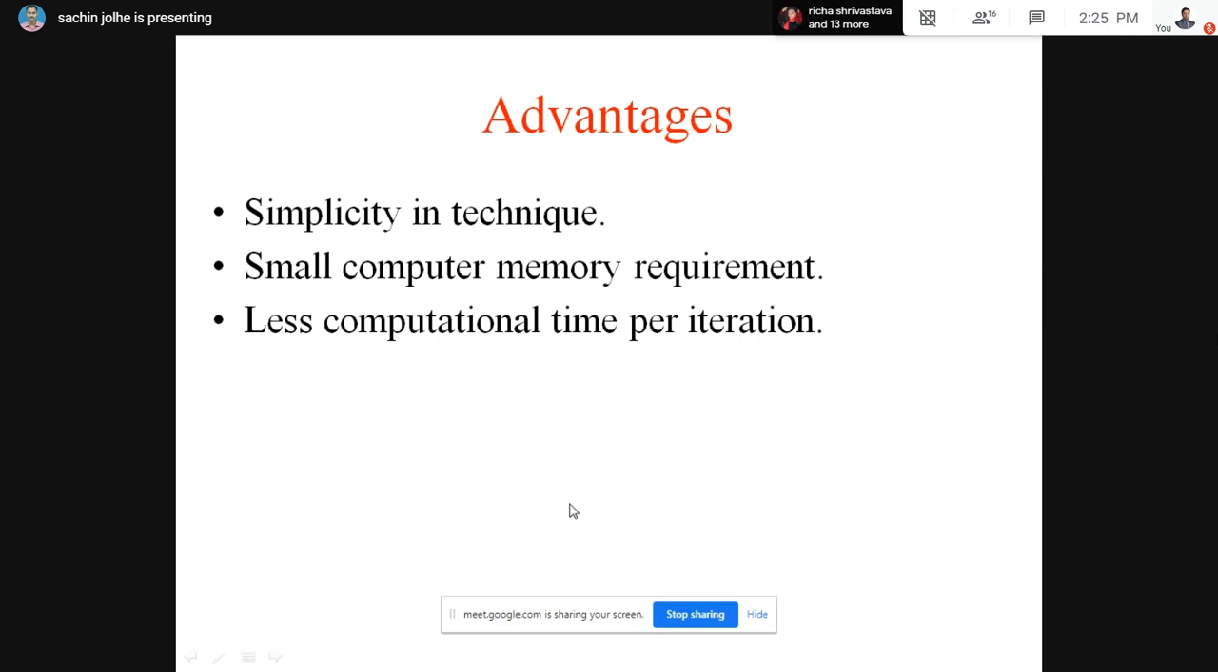What are the advantages of this? It is simple, a simple technique. It has a small computer memory requirement and less computational time per iteration. These are the three advantages of this.